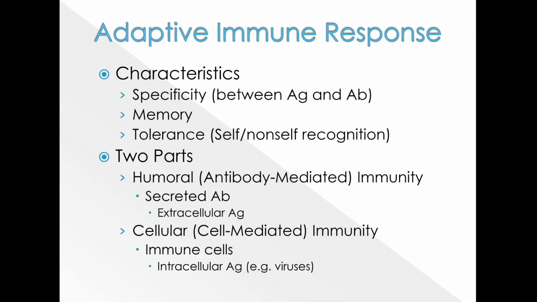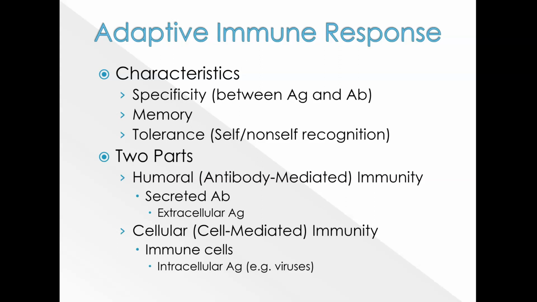The second thing that defines the adaptive immune response is memory. The adaptive immune response remembers pathogens and is better equipped to fight them off the second time around. This is basically what makes vaccination possible. And again, we'll talk about this in Unit 5.